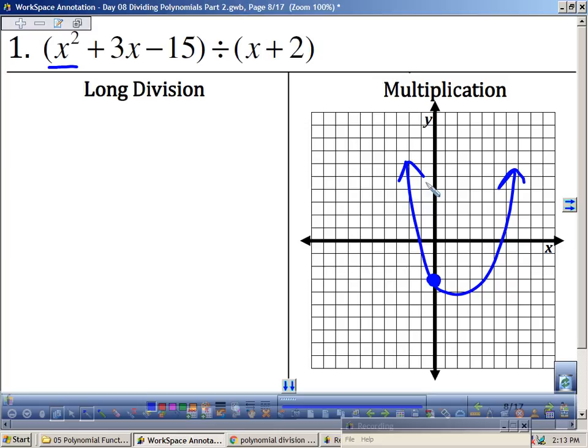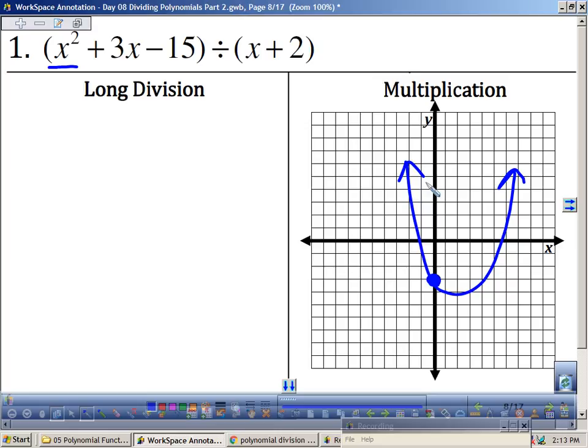All right, so let's see if x plus 2 is a factor. If x plus 2 is a factor, where would this cross the x-axis? Talk with your neighbor for a quick second. If x plus 2 is a factor, where is it going to cross on this graph? Oh, you guys already said it loud. I said talk to your neighbor, not shout out an answer. Okay. 5, 4, 3, 2, 1.